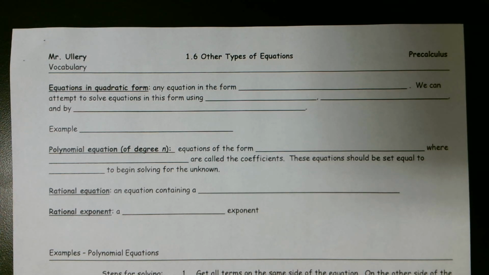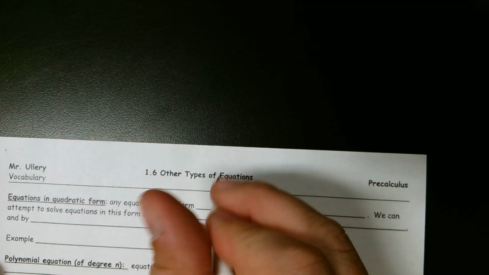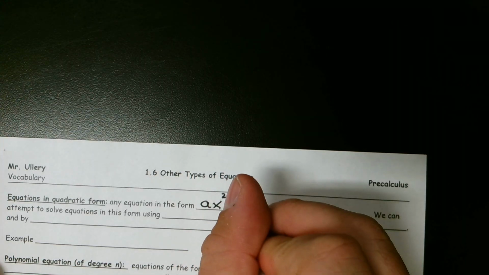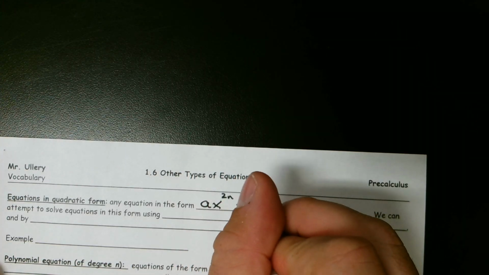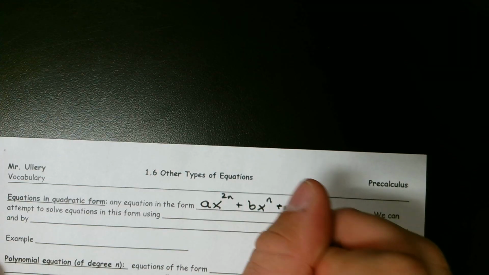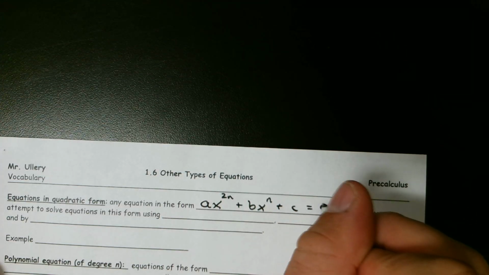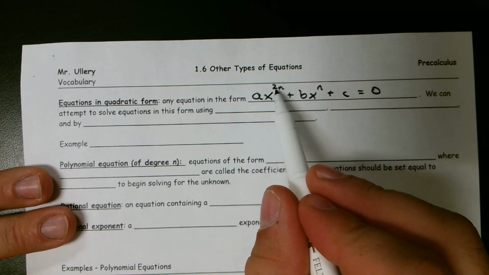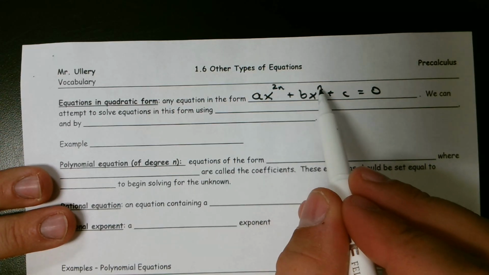Today we're in Chapter 1, Section 6, talking about other types of equations, okay? And we're going to talk about equations in quadratic form. So any equation in the form of ax to the 2n plus bx to the n plus c equal to 0 is going to be in quadratic form, okay? Notice that the exponent here is double what the exponent is here.